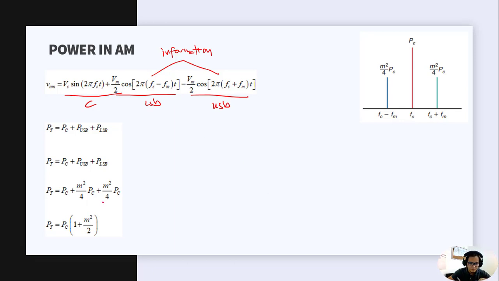Okay? Now, this is the general equation. Total power is PC plus M squared over 4 PC plus M squared over 4 PC. So, pareho lang po ang power ng upper and lower sideband. If we combine them, ito na yung pinaka-equation natin. So, huwag niyo pong kalimutan ito. So, the total power is PC times quantity 1 plus M squared over 2.